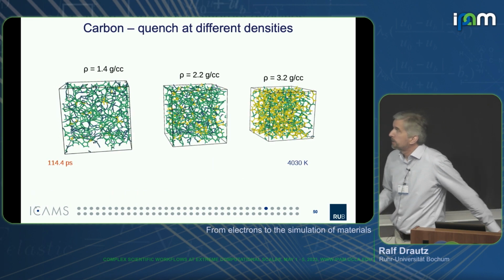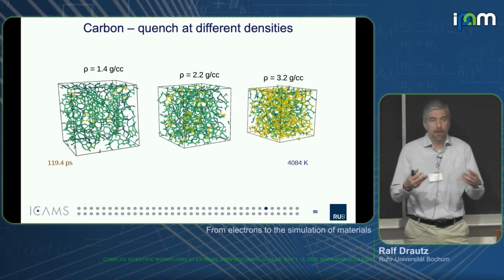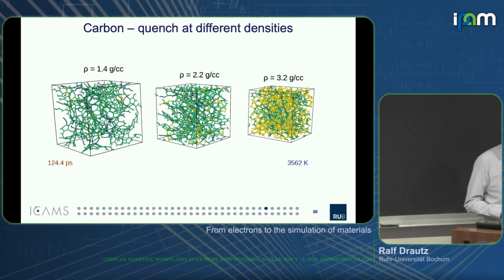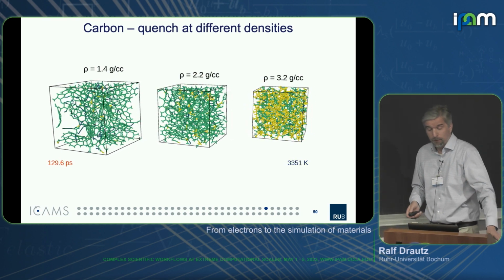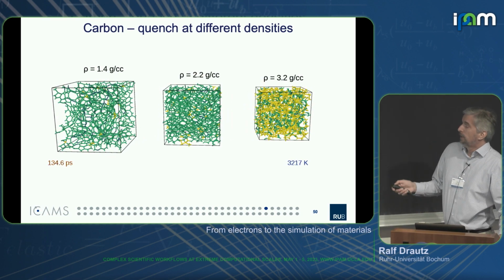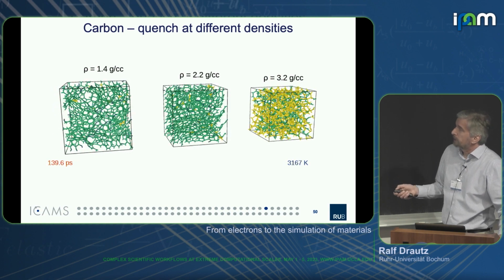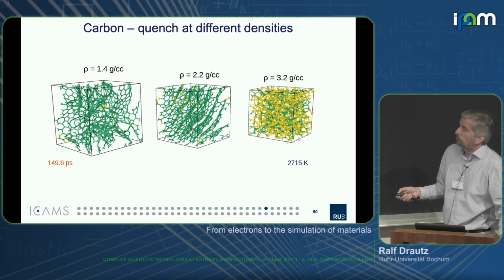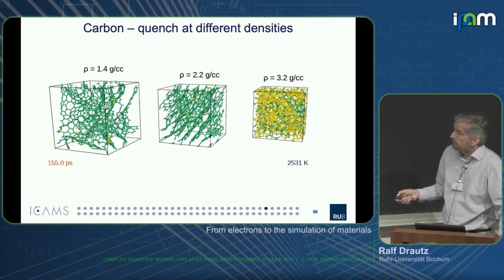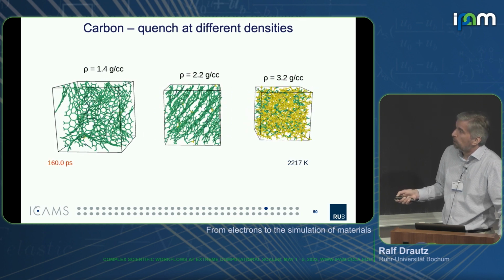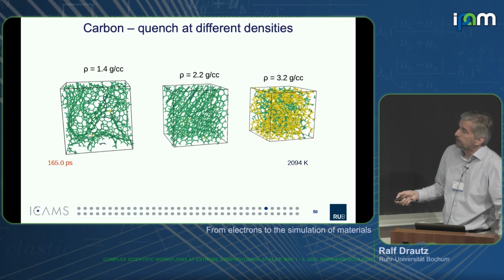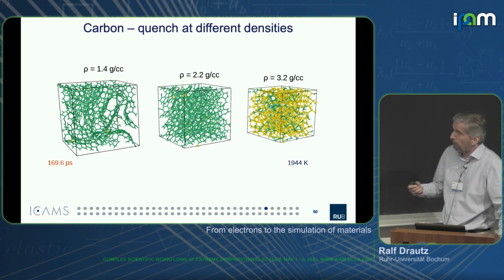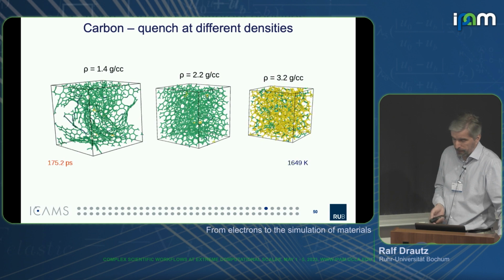And with this, we can then just do simulations of atoms in a box, and this is just a quench simulation at different volumes. And yellow is four-fold coordinated diamond. If you have a larger volume, you form more open graphite structures. So you see graphite layers forming here, and you here see just more fluffy graphite layers.